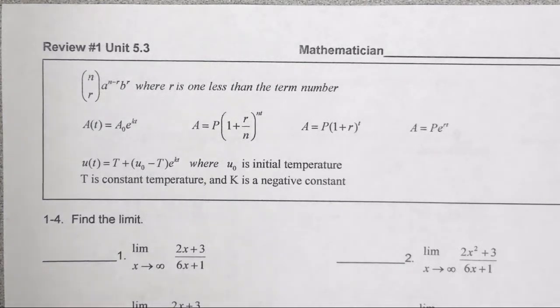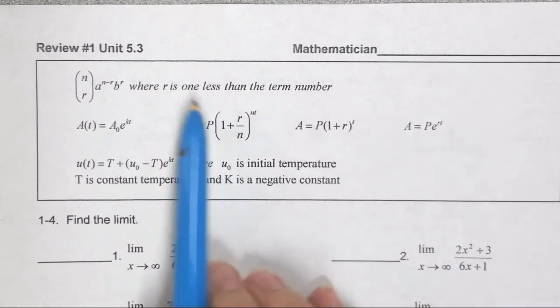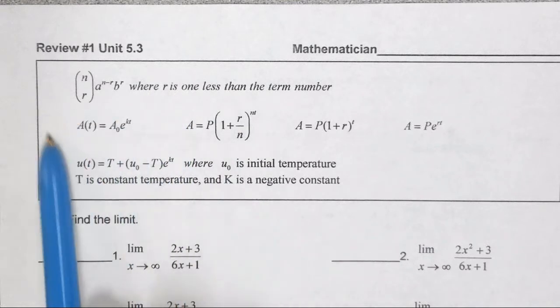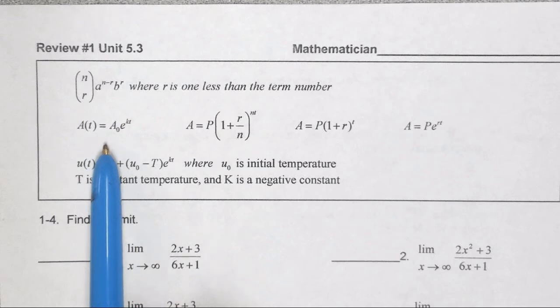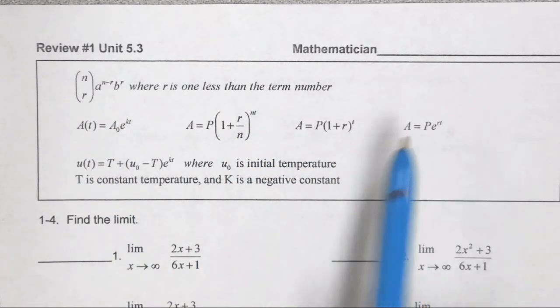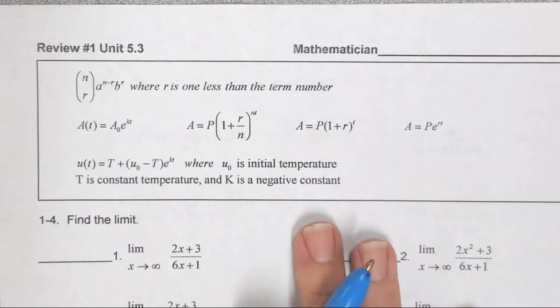Hi, this video is going to prepare you for the test that we have tomorrow. This is Unit 5.3. The formulas at the top of your paper are the formulas that you're going to get on your test. The first formula is when you're given a binomial and they ask you for one specific term. This formula right here is when you have a population problem about exponential growth or decay. These three formulas are all your money problems, and the formula at the bottom is your cooling problem, your Newton's law of cooling.